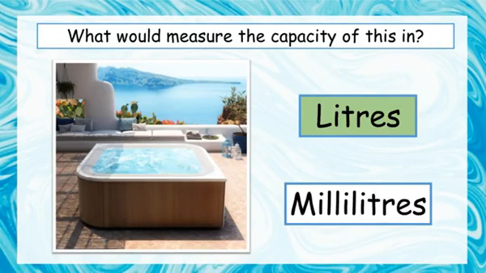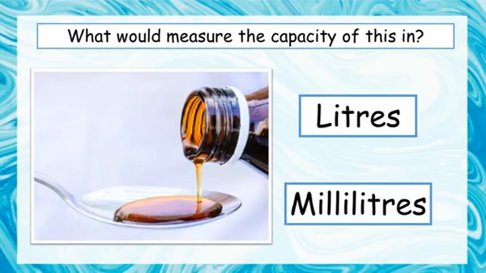And let's go on to our second container. Okay, much smaller this time. We have a teaspoon of maple syrup, maybe for some pancakes or something. Would you measure the capacity of this spoon in litres or in millilitres? Pause the video and write down your answer. Well, of course, this container is quite small, so we would use a small unit of measurement. We would use millilitres for this one.